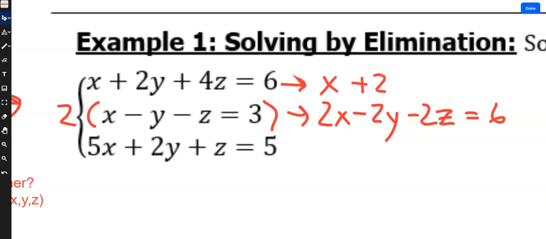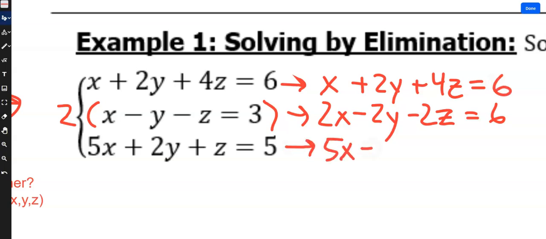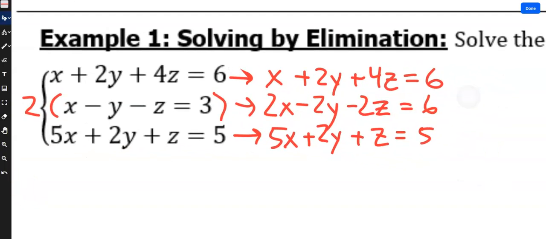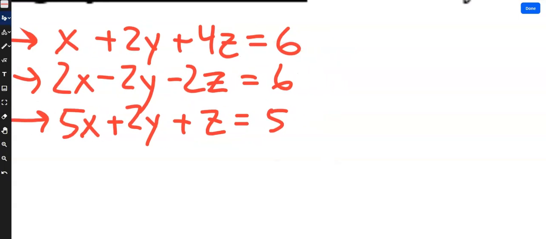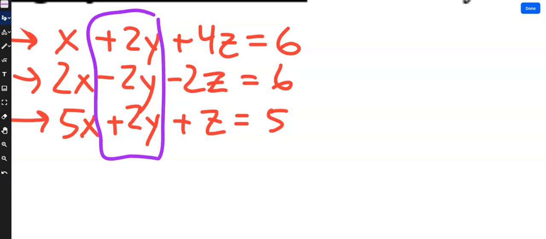X plus 2y. I'm not changing the top equation. I'm not changing the bottom equation either. So I just multiplied the middle by 2, so that this situation would occur. This is what I was hoping for. Top and bottom are the same, middle one's the opposite.